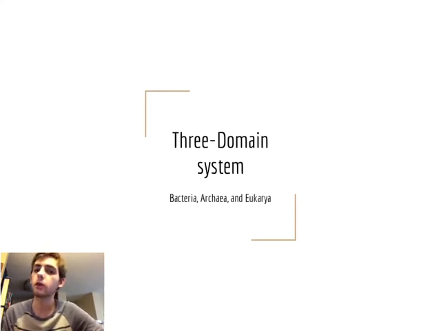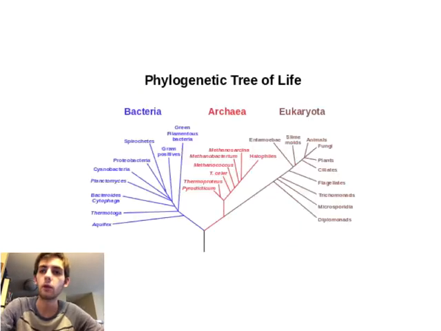Alright, in this video we're going to talk about the three-domain system, and the three domains in classifying organisms are bacteria, archaea, and eukarya. So this is just a basic phylogenetic tree of the three domains. You have domain bacteria, domain archaea, and domain eukarya, or here eukaryota.